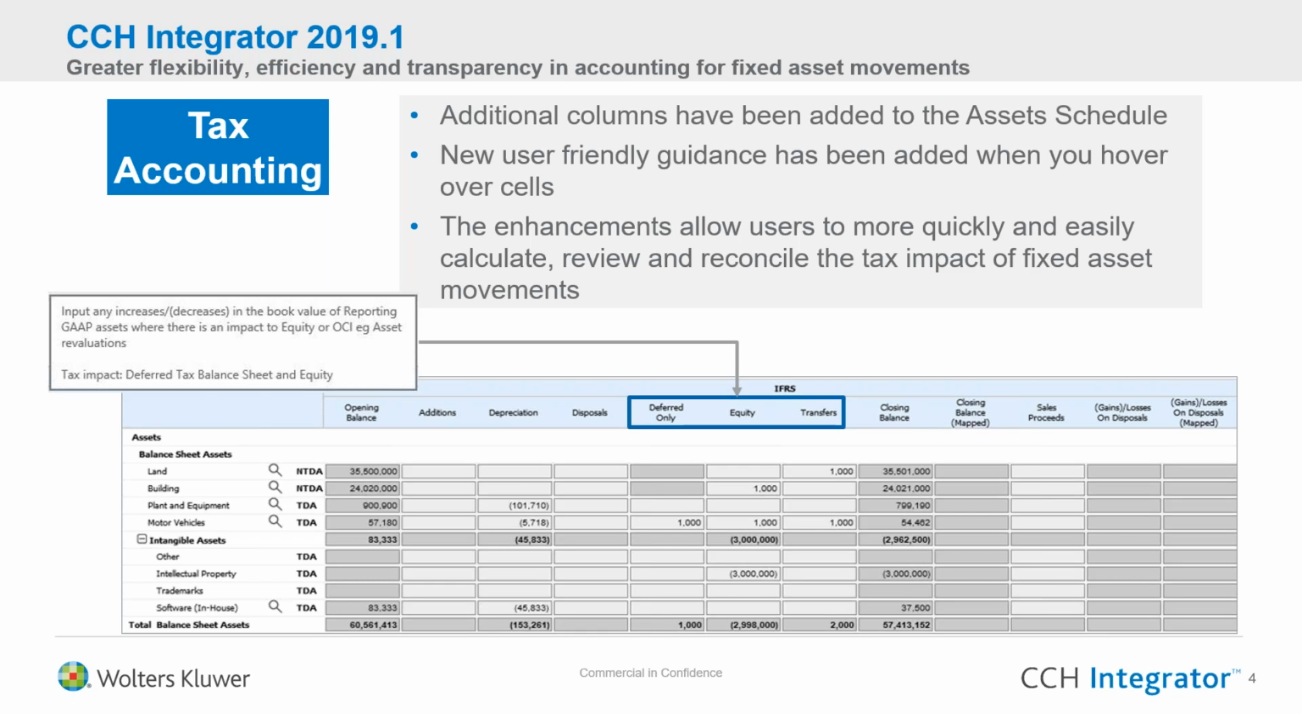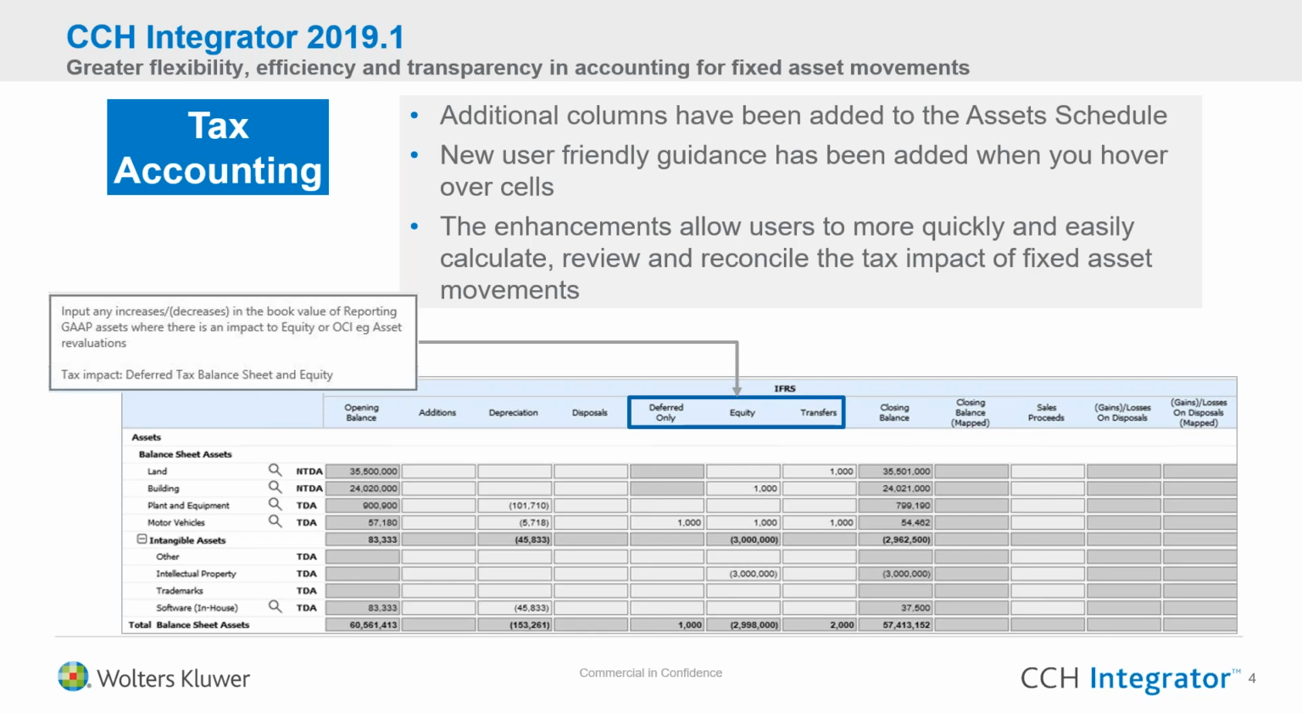And essentially some of the users had to do too much work to get their tax accounting right for fixed asset movements, and we obviously wanted to make sure that the user experience was enhanced. So in 2019.1, we've added new columns to the asset schedule. You'll now see a deferred only column and an equity column. Previously, we had a transfers column, but certainly the transfers column has moved on the schedule.